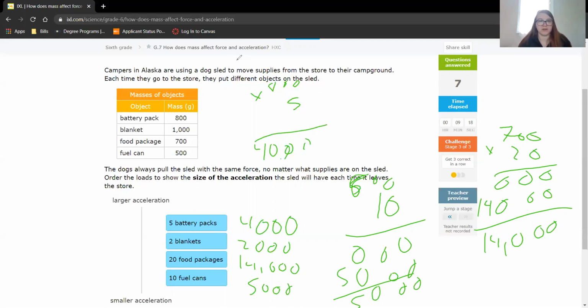So we need to put it, the least is going to be on top. The least was 2,000, which goes with the blanket, so I see a problem with what I did. Battery packs was that, fuel cans. All right, so the least is blankets, the most is food packages. My numbers kind of got all messy. It'll be okay.